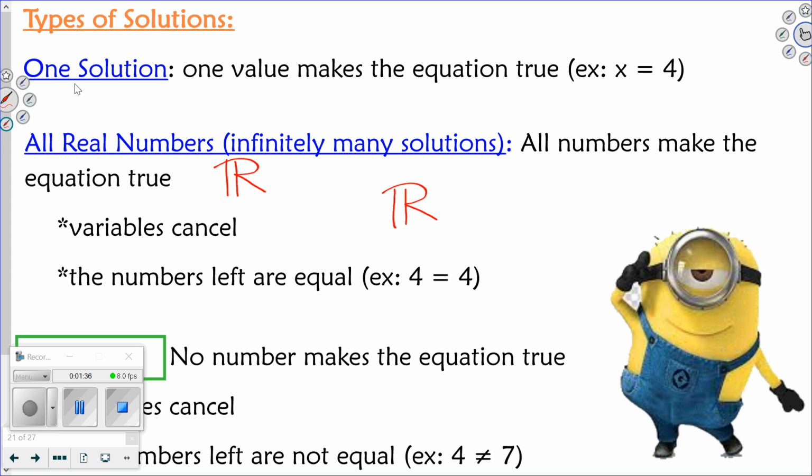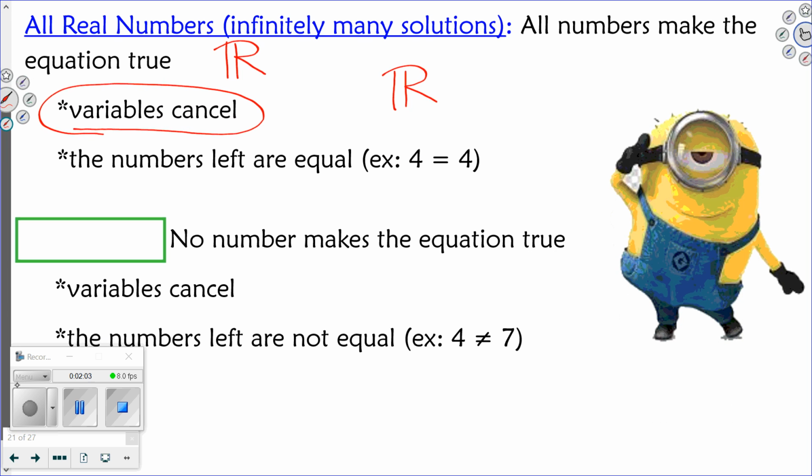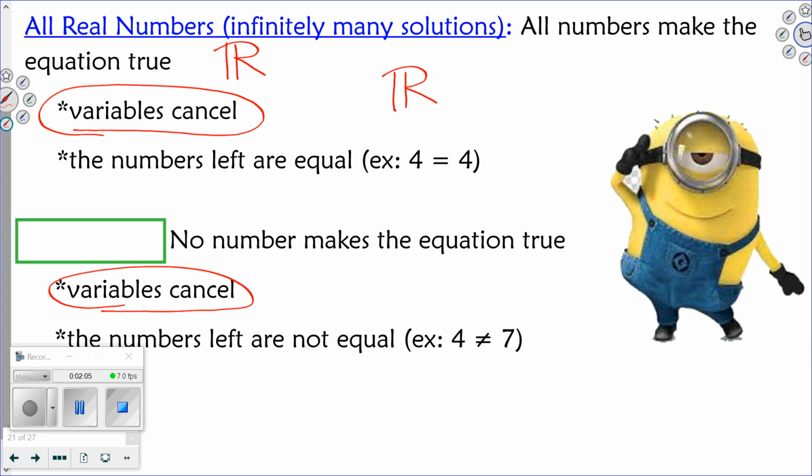This shows up when your variables cancel. So you get to a point, you subtract your x's, and you're like, they're gone. They cancel out. But the numbers that are left are equal to each other. Like it might be 4 equals 4. -7 equals -7. 7,000,003 equals 7,000,003. Doesn't matter what they are, but they're the same. So when that happens, that means it doesn't matter whatever number you plug in for x, it's always going to work.